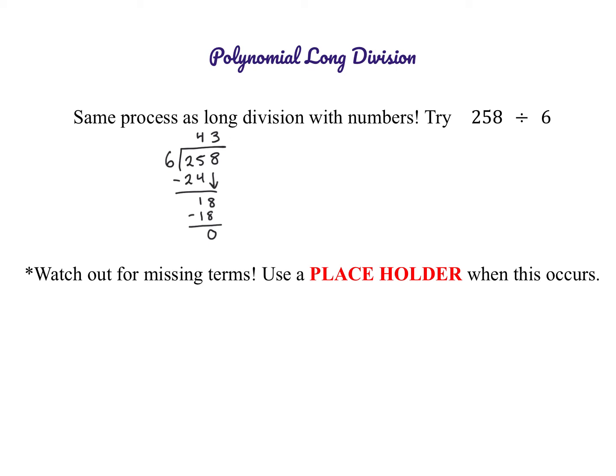One thing to watch out for when you're doing polynomial long division is to look at both polynomials. If there are any missing terms, make sure you use a placeholder of 0. So if you're missing the x squared term, say plus 0x squared, and it will make the long division process much, much easier.